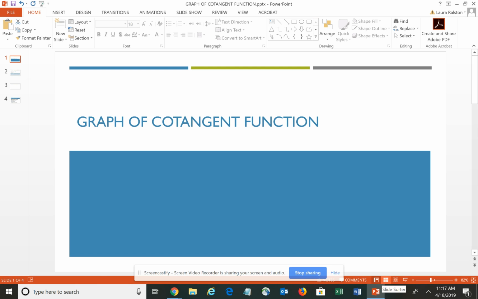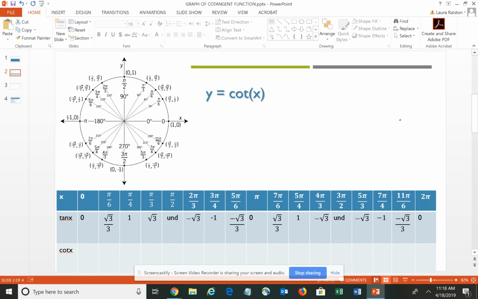We're continuing our discussion of the graphs of trigonometric functions, and this should be the final one. In this video, we're going to talk about the graph of the cotangent function. So again, I've provided you with a unit circle, and our function is y equals cotangent.